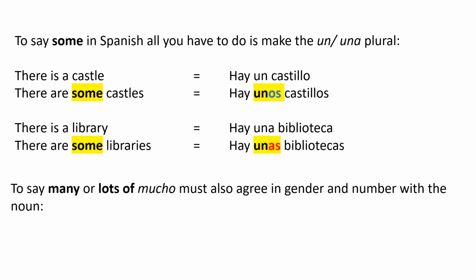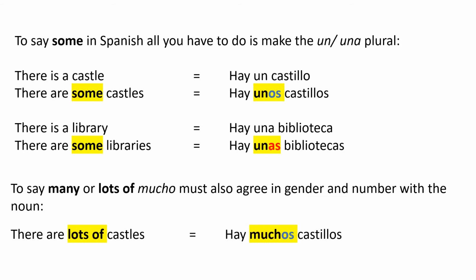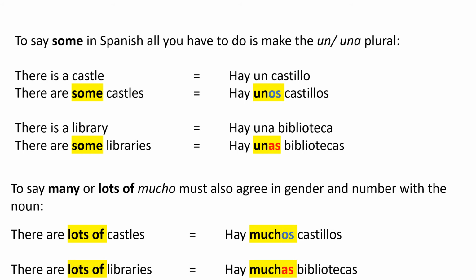Similarly, to say "many" or "lots of", mucho must also agree in gender and number with the noun. For example, "there are lots of castles" translates as hay muchos castillos. So you can see that we got the os on the end of mucho, muchos castillos. And similarly with our feminine version, "there are lots of libraries" translates as hay muchas bibliotecas. So our mucho ends in as for our feminine plural noun, bibliotecas.